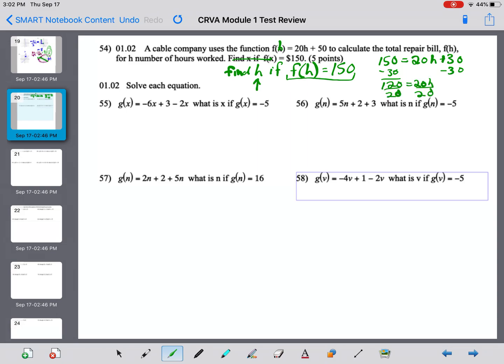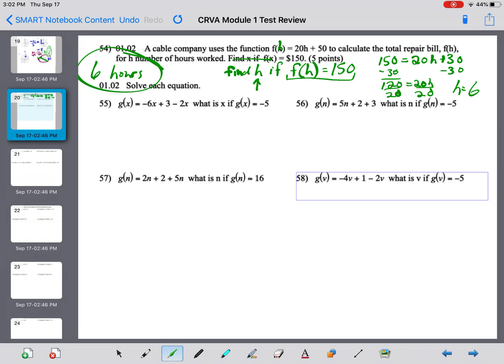So h equals 6. So 6 hours produced a $150 bill. I don't have space to write that. So there we are. This is going to be a similar skill down below. Now, it's not a word problem, but it's going to be the same concept.